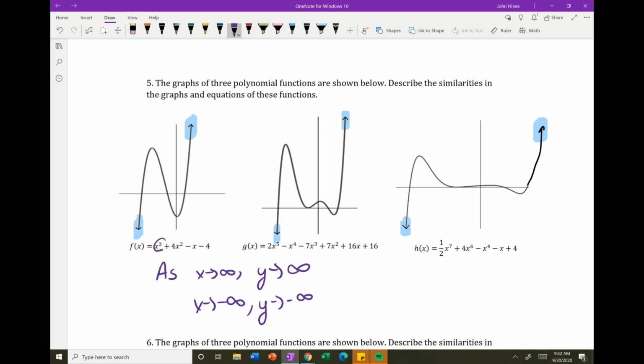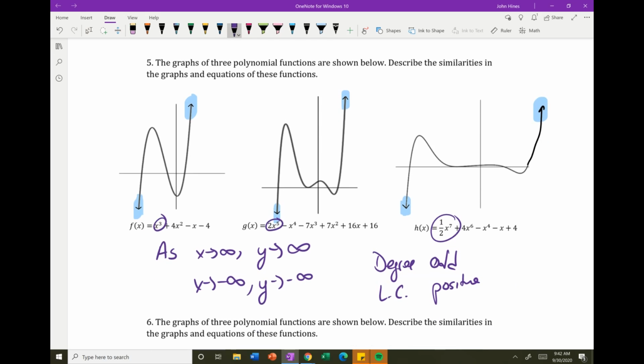So what's causing this to happen? Well, we look at that leading term there. The degree is odd while I have what type of leading coefficient? Positive. So a positive leading coefficient and an odd degree make this kind of snake where I start down low, end high. Start low, end high. As x gets big, y gets big. As x gets negative, y gets negative.